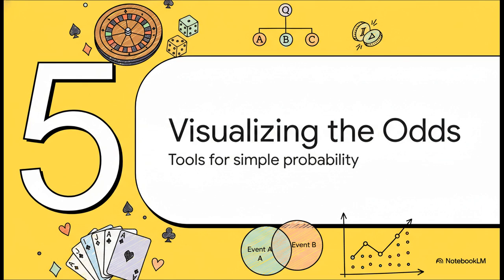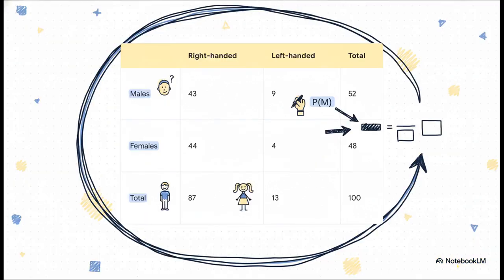This is called a contingency table, and it comes right out of our source material. It's just a super neat way to organize data across a couple of different categories, in this case, sex and whether someone is right or left-handed. Tables like this make calculating probabilities a breeze. For example, what's the probability of picking a male from this group? You just look at the totals. There are 52 males out of 100 people, so the probability is 0.52. Simple as that.